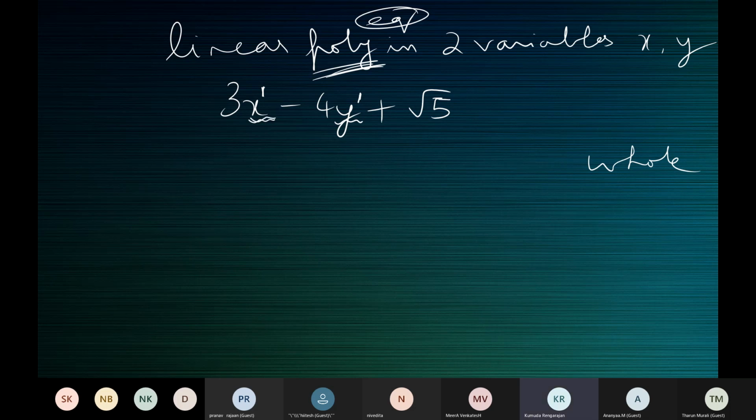So x variable, whole number power. y variable, whole number power. So it's a polynomial. It's linear because the highest power is 1. So it's linear. And it's two variables because you can see two variables x and y.